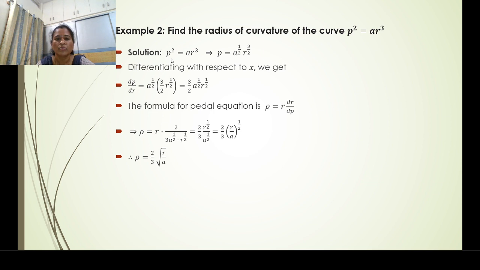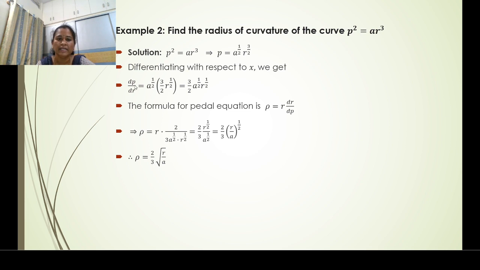Okay, so rho square is equal to a r cube is given, then we have to take rho only. For rho we have to take the square root on both sides, then we get rho is equal to a power of 1 by 2, that comes from the square root, r to the power of 3 by 2. Okay, differentiate this function with respect to r.